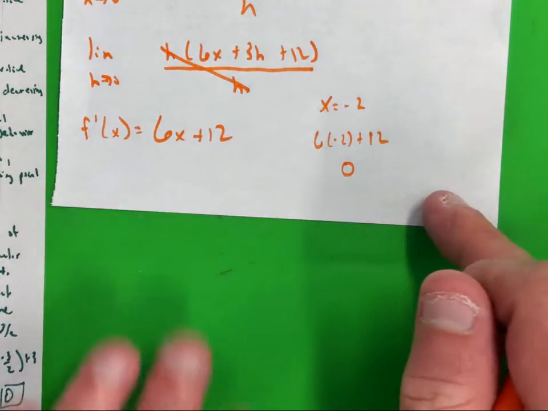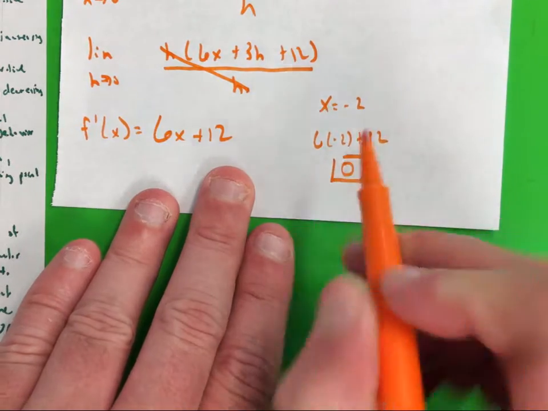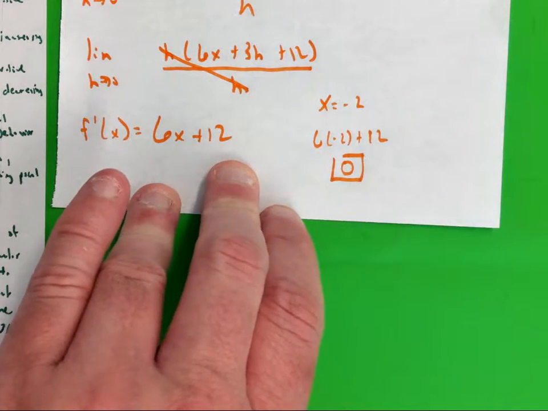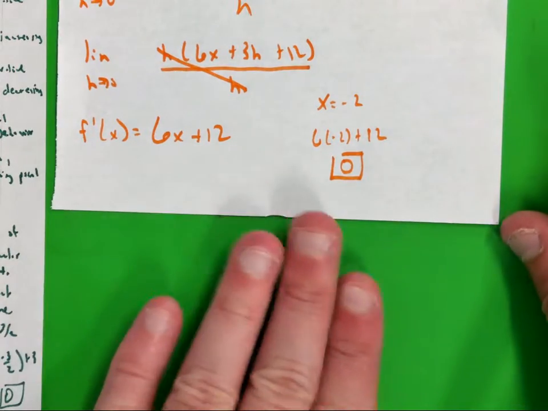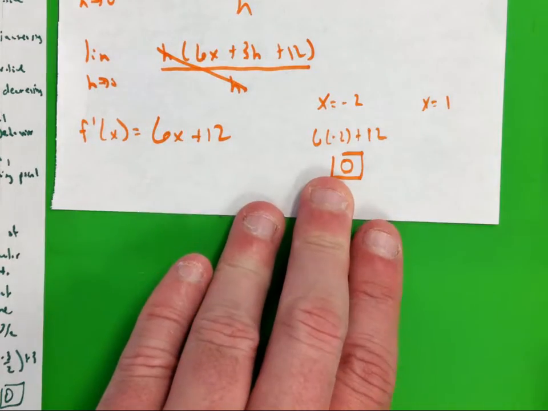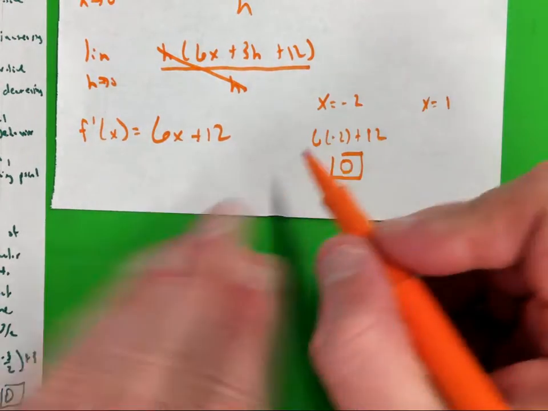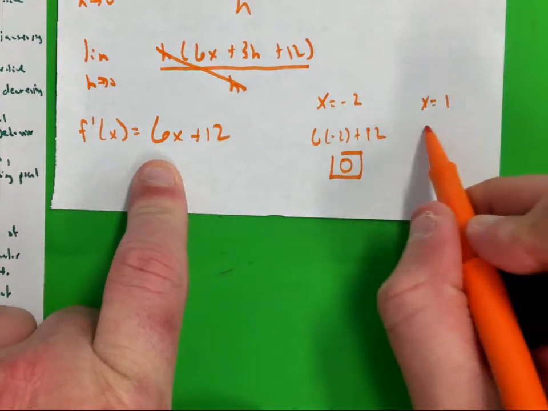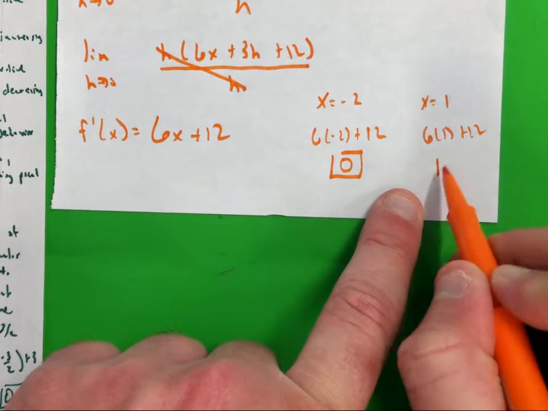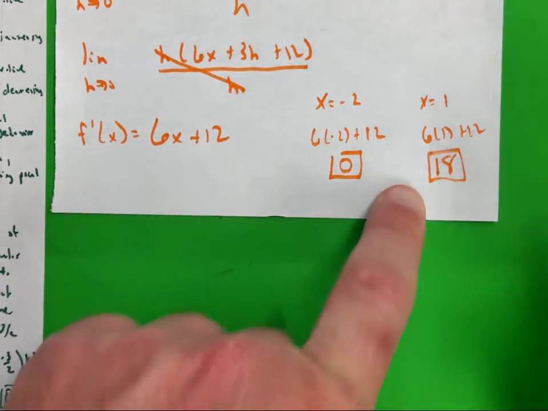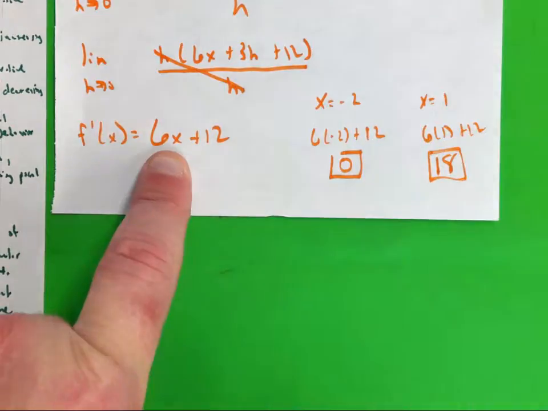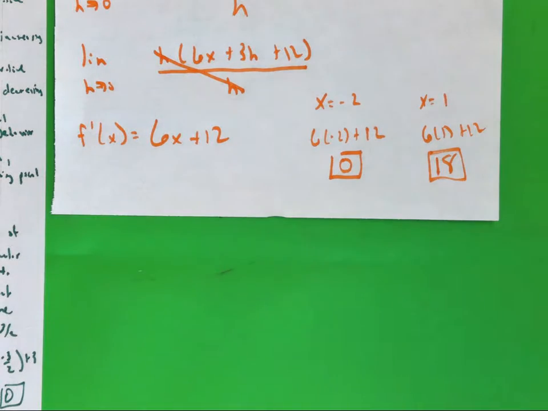So at x equals negative 2, that is the slope of the tangent line. And we're going to graph it in a minute and see what's going on so you can see. Okay, x equals 1. At x equals 1, I plug that into my derivative. 6 times 1 is what? Oh, I just did that. 6 plus 12 is 18, okay? So here's my derivative, and here's the slope of my tangent line at those 2 points, okay? So let's see here.